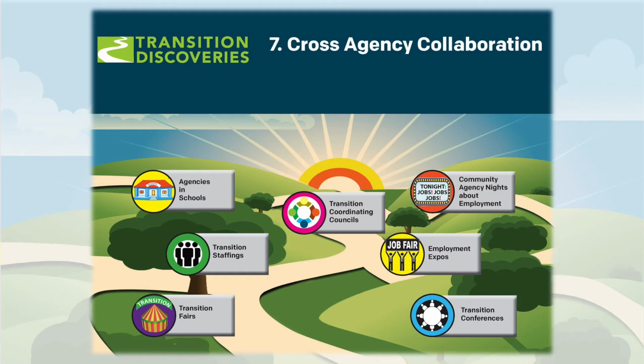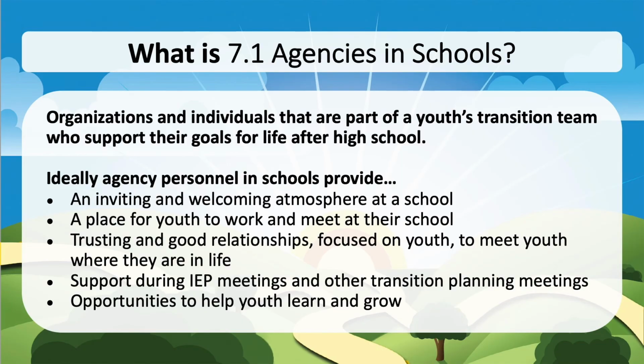Alright, let's switch gears here and talk about the sub-indicators of cross-agency collaboration and the evidence-based practices that we can use to support them. Having agencies in schools consists of organizations beyond the school system and individuals that are part of a youth's transition team who together support their goals for life after high school.